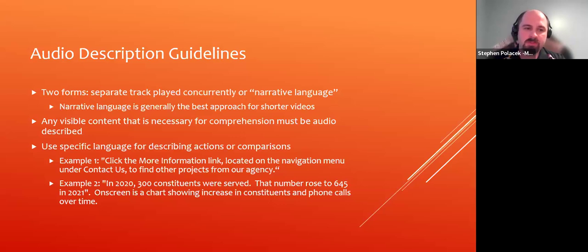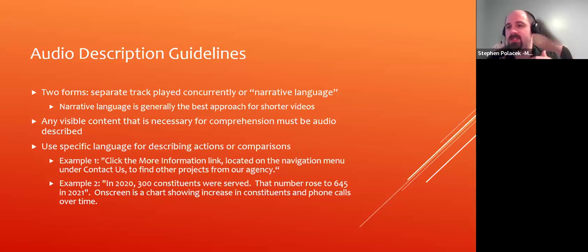But the big thing with audio description is that any visible content that is necessary for comprehension must be audio described. That's the standard. So to do that, we want to make sure that we use specific language that describes our actions or our comparisons. So example, first is: click the more information link located on the navigation menu under Contact Us to find other projects from our agency.